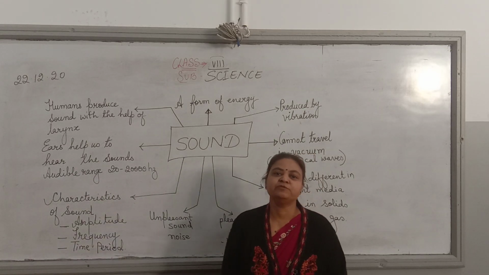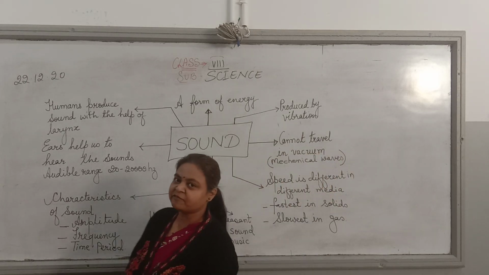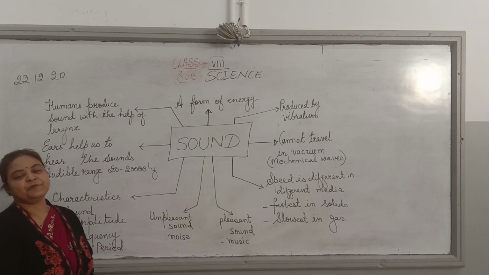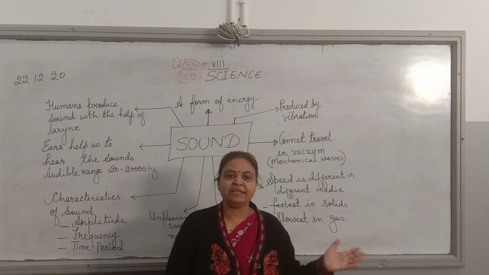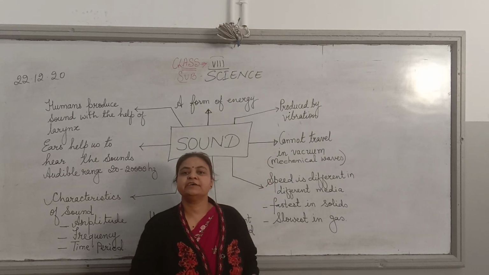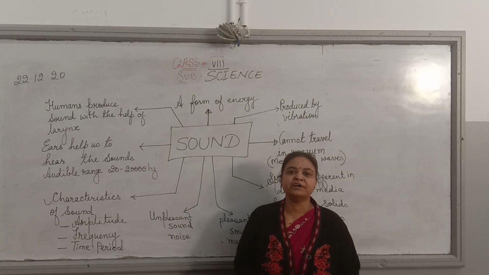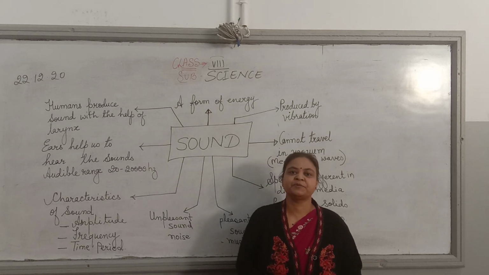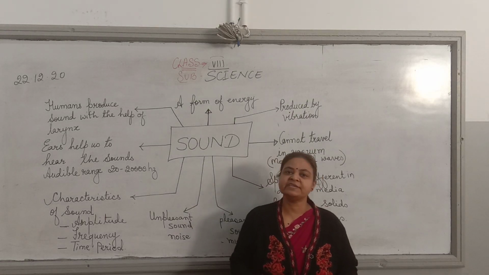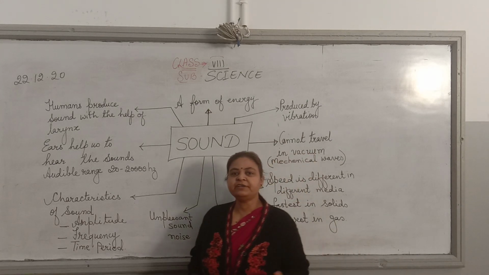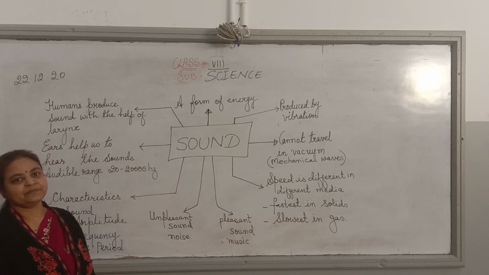Today we shall begin with a new chapter, sound. Children, we hear so many different types of sounds around us. We hear our parents talking. We hear the sound of the bell in the school. We hear the sound of children playing outside. We hear the sound of birds, the chirping of birds. Different types of sounds the birds produce. Banging of desks produces a different type of sound. Right? Musical instruments, different types of vehicles producing different types of sounds in their horns, and so on.